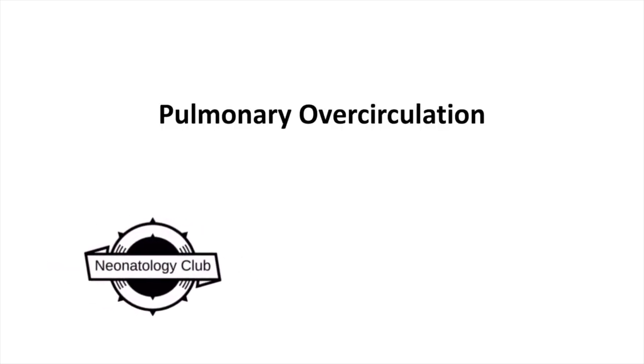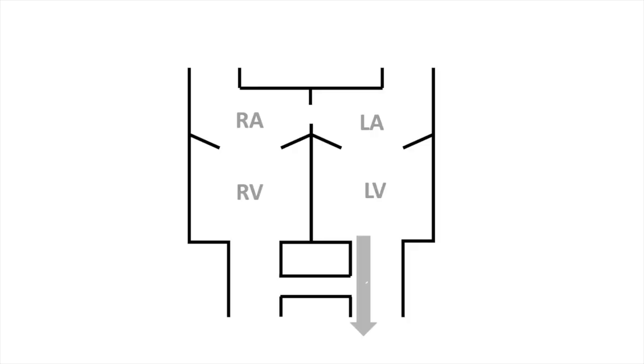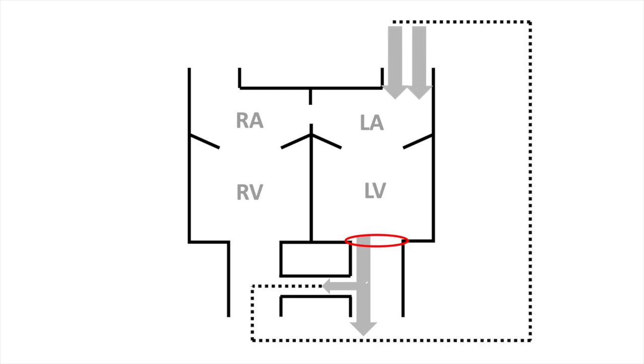Now, in case of the PDA, as you know, the PDA is going to cause pulmonary overcirculation, especially if it's hemodynamically significant. Here, the blood is going to leave the left ventricle, and this is the aortic valve here. Some of that blood that left the left ventricle is going to go through the PDA, joining the right ventricular output that will flow through the lung and then back to the left atrium.